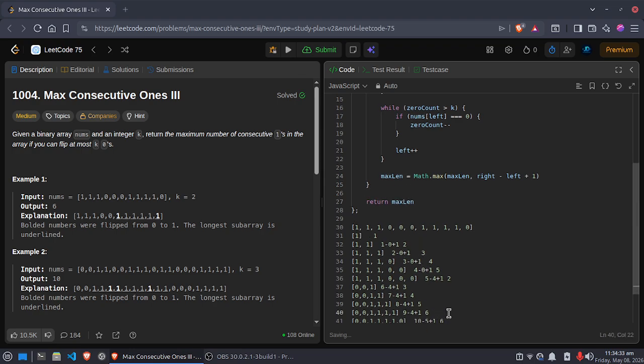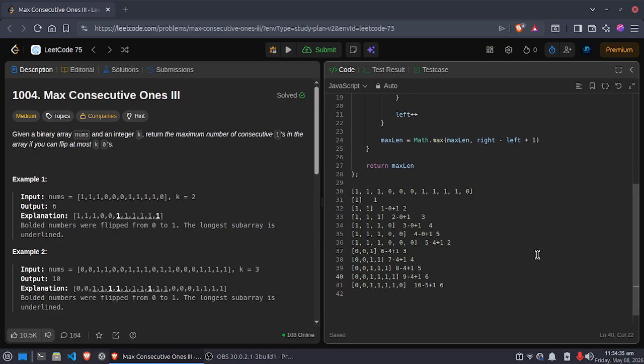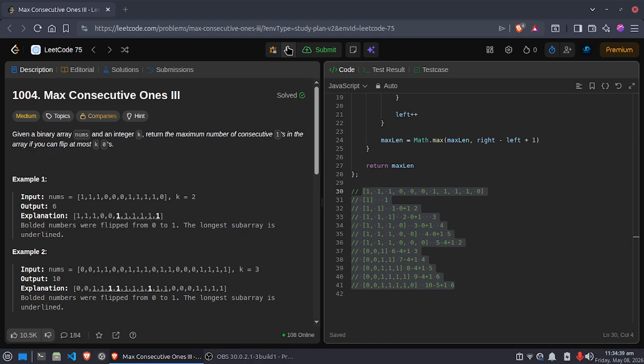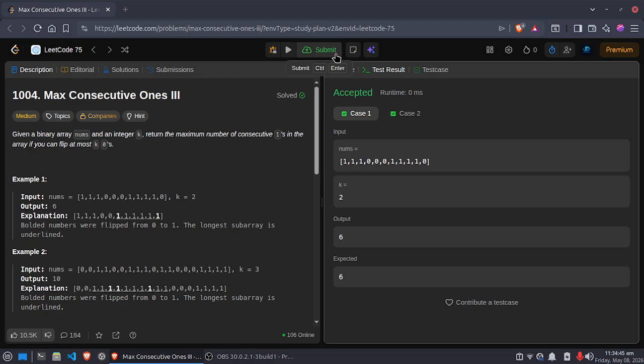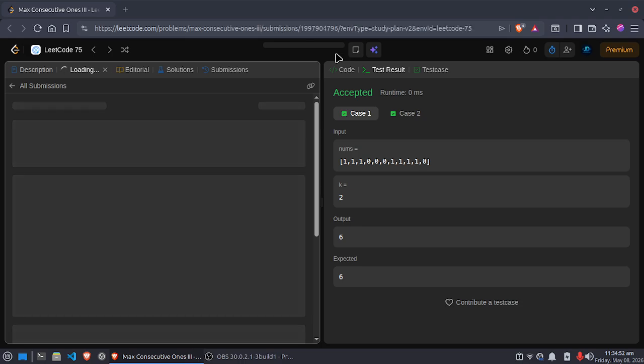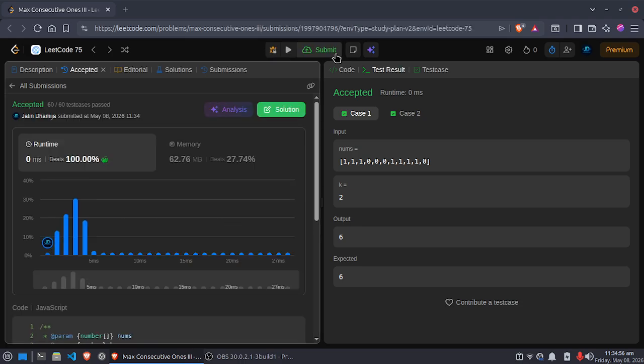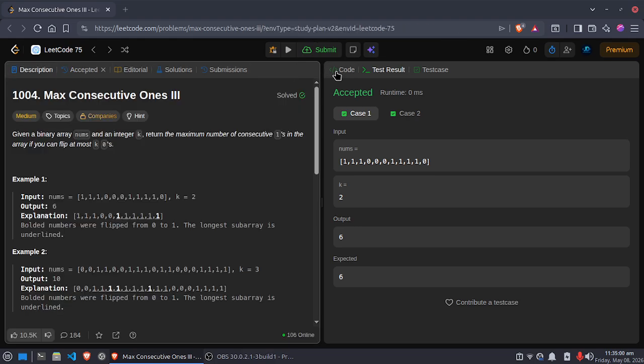So let me comment this so I can run this, else I get the error of this. Yes, it is accepted. Let's try to submit the solution. Yes, it passed all the 60 test cases and our solution is accepted.